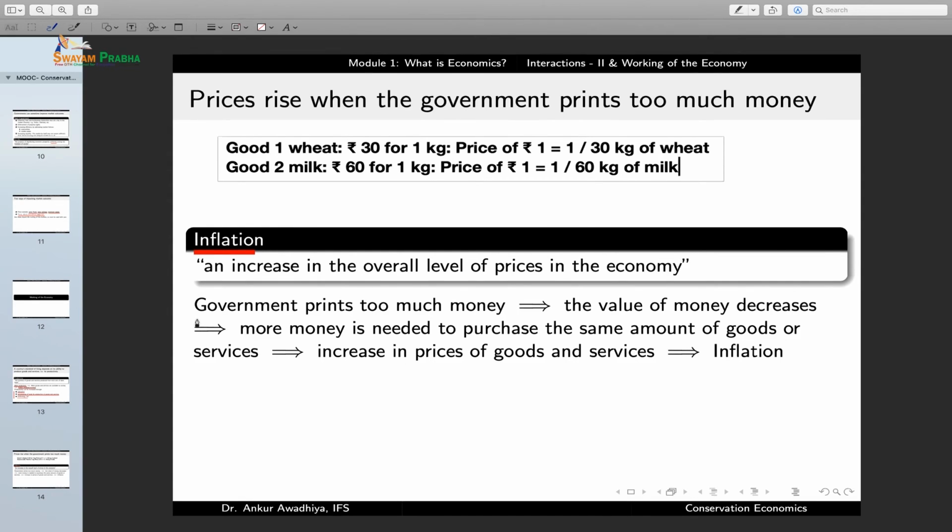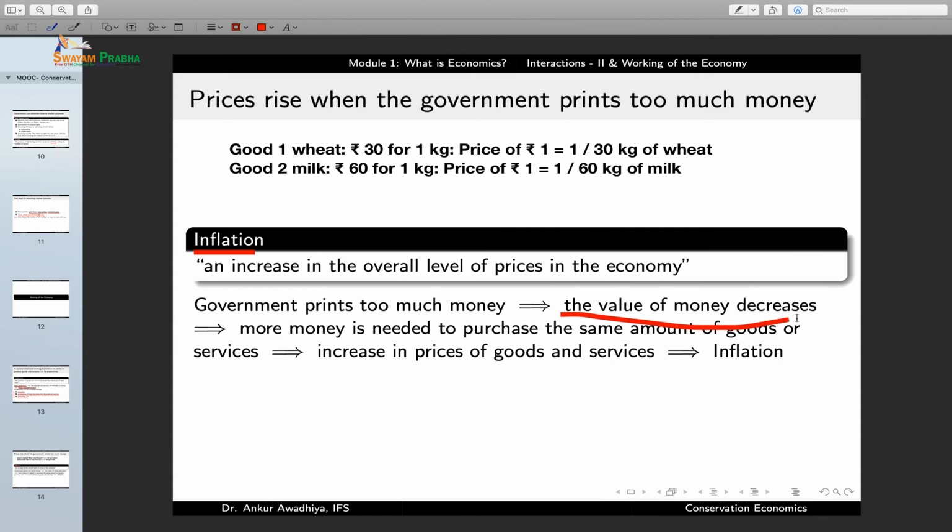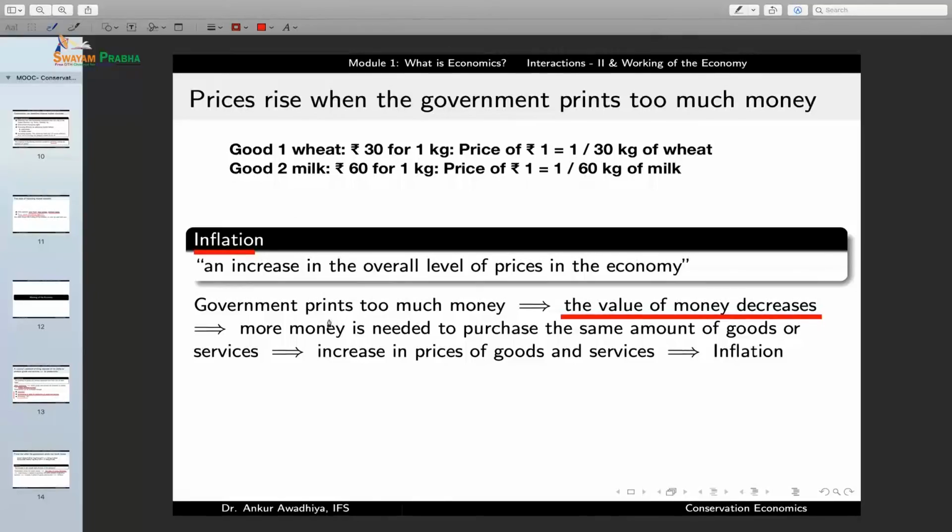So when the government prints too much money, the value of money decreases. Because here again, in the society, the value of anything is determined by the demand and supply of that thing. Now, if the supply of money has gone up, the value of money will go down. It would mean that for every rupee, you will get a smaller quantity of goods than you were getting previously. Earlier the value was large, so in exchange for money, you were getting a larger quantity of goods. Now the value has gone down, so you will get a smaller quantity of goods.